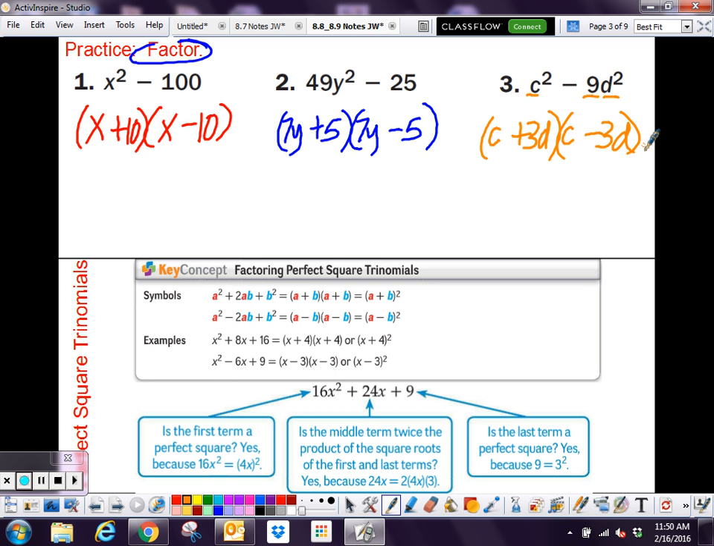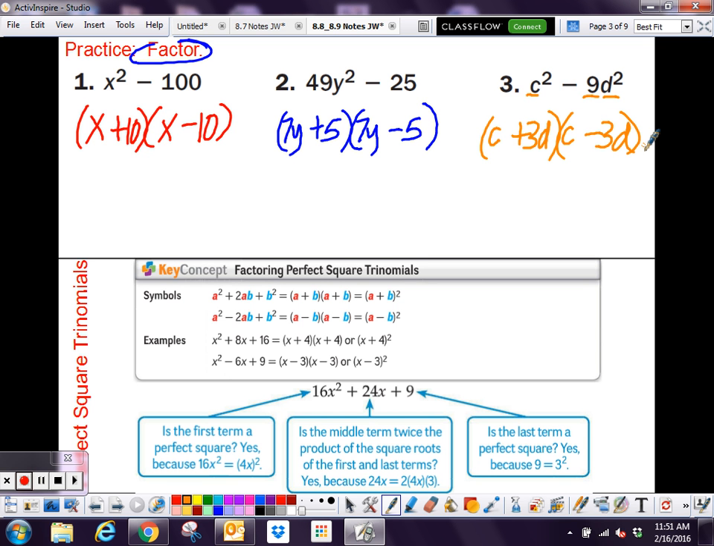Now this next part, I am going to show you a shortcut. This shortcut can get all jumbled in your head. So if you do not understand the shortcut, just do the way you know how to factor. There is nothing wrong with that. I would rather you get it right than try to use the shortcut. But we're going to be looking at what is called perfect square trinomials.